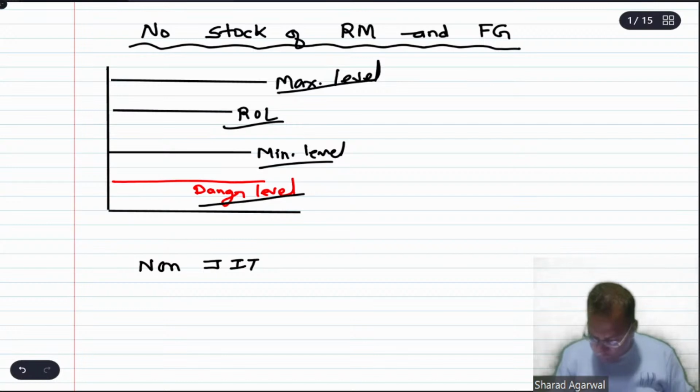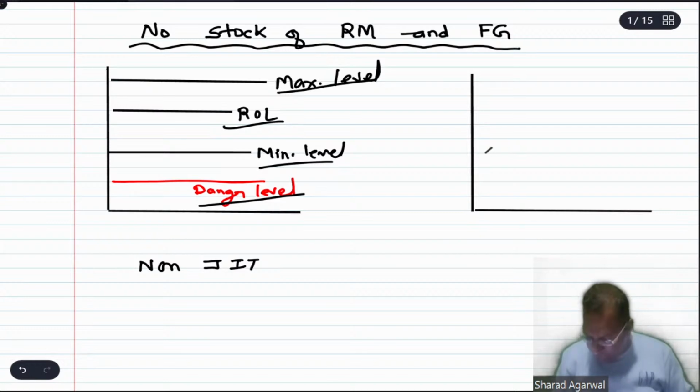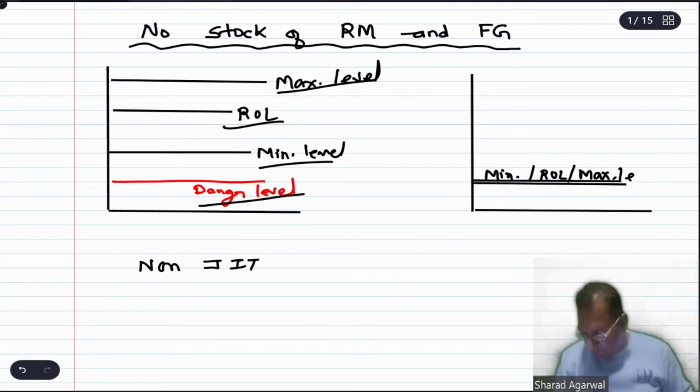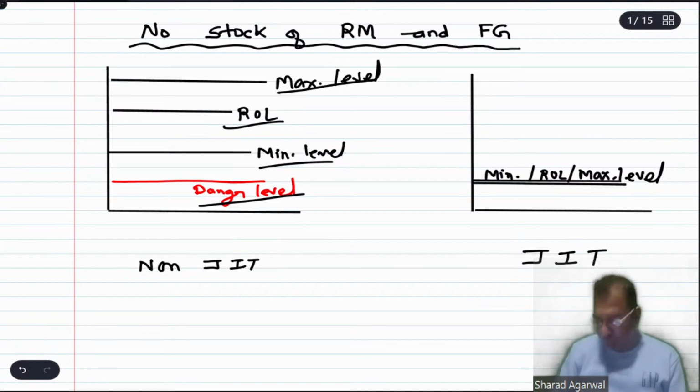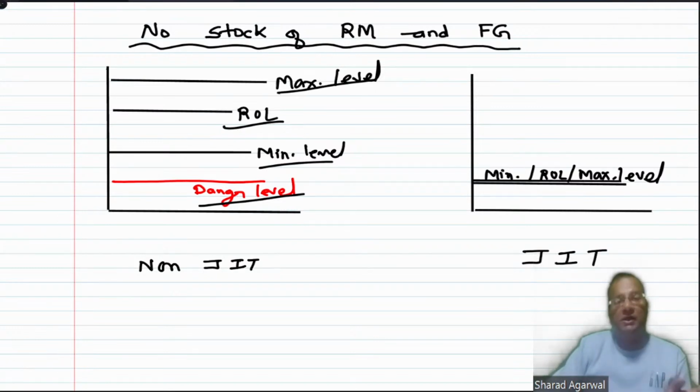While in case of just-in-time system, whether for raw material or finished goods, there is a single level. यहां पे एक सिंगल लेवल आपको मिलेगा, and that level is minimum level. यही हमारा मिनिमम लेवल है, यही हमारा रीऑर्डर लेवल है, यही हमारा मैक्सिमम लेवल है. So this is the real concept of just-in-time system. In just-in-time system, we maintain the stock of raw material. In just-in-time system, we maintain the stock of finished goods. Okay, यहाँ पे हम stock रखते हैं.